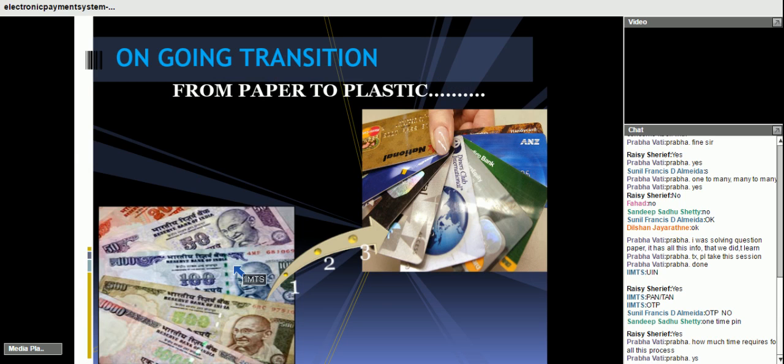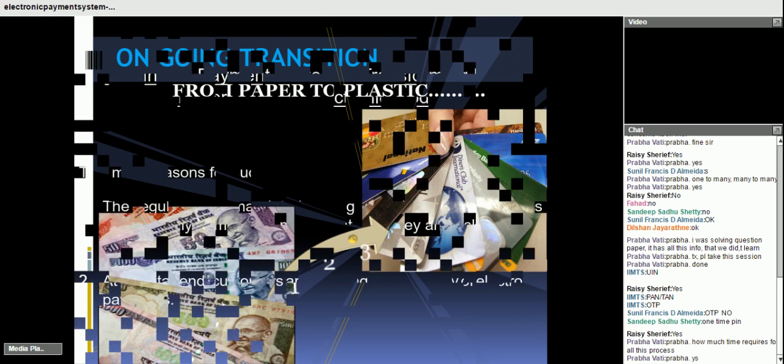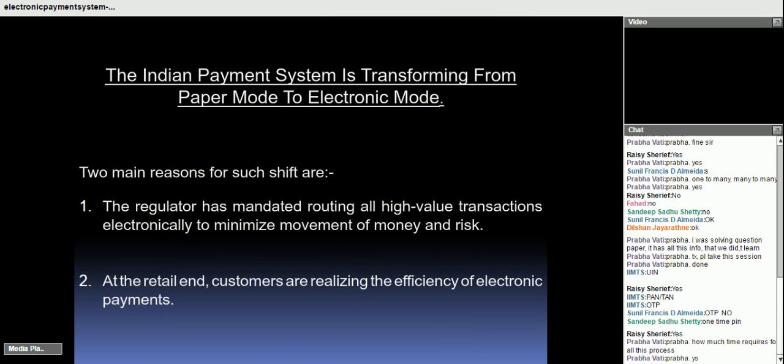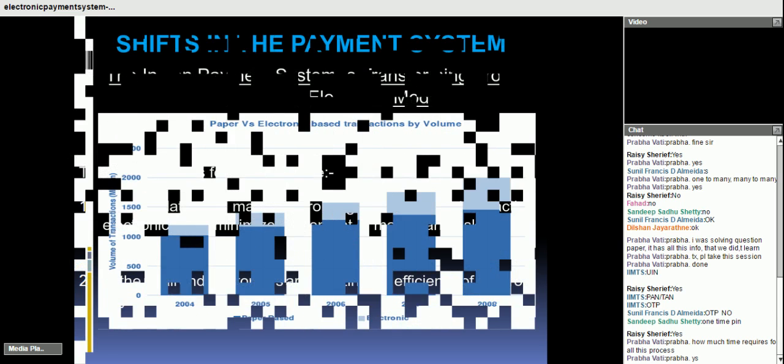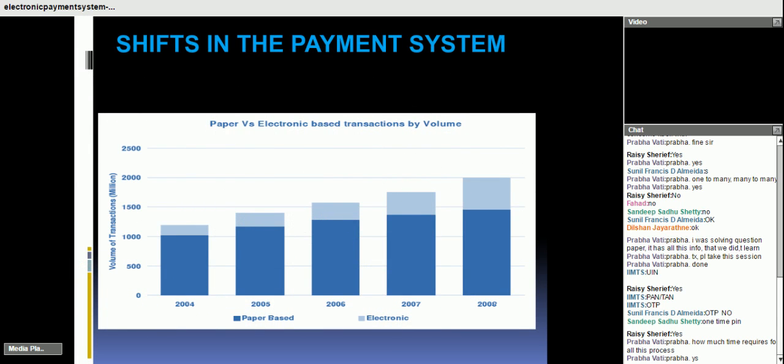So what is the ongoing transition? We are moving from paper notes, currency notes, to plastic cards. We are not getting into all these things.